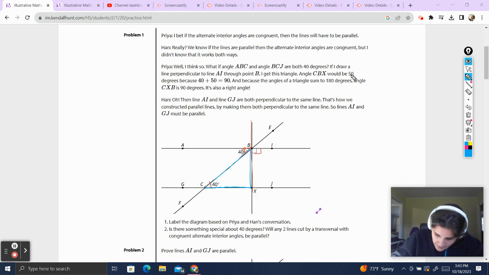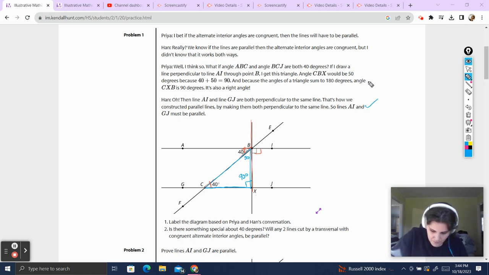Angle CBX would have to be 50 degrees. It's because we're perpendicular, so if it's 90 on this side, it's 90 on that side, because 40 plus 50 is 90. And because all angles of a triangle sum to 180, CXB is 90 degrees, so it's also a right angle. Oh, then line AI and GJ are both perpendicular to the same line. So that's how we constructed parallel lines, by making them both perpendicular to the same line. So lines AI and GJ must be parallel.